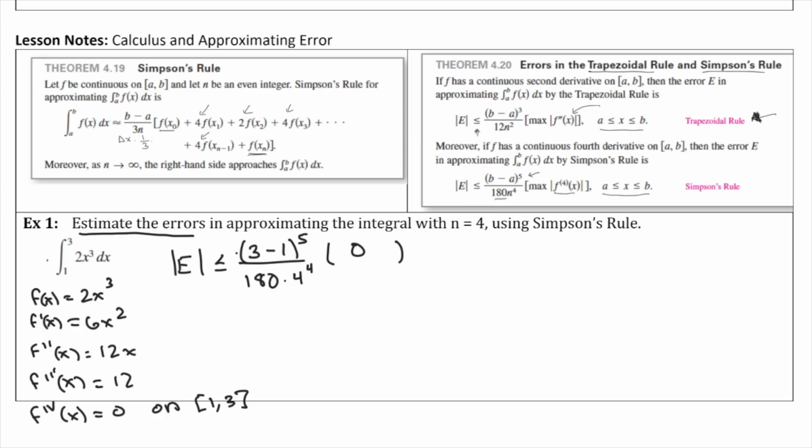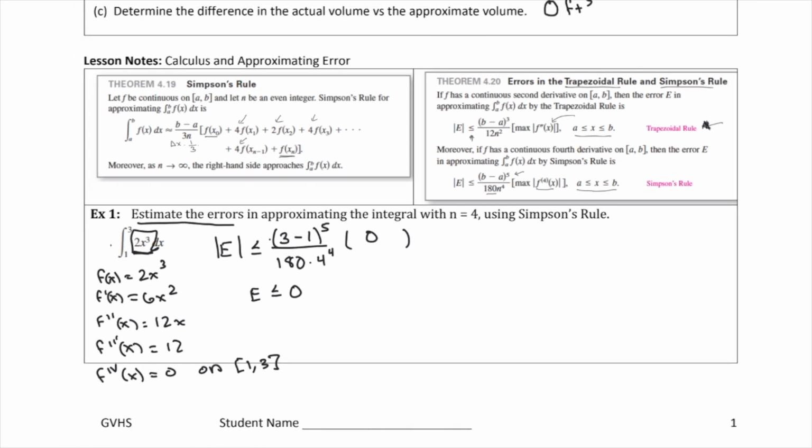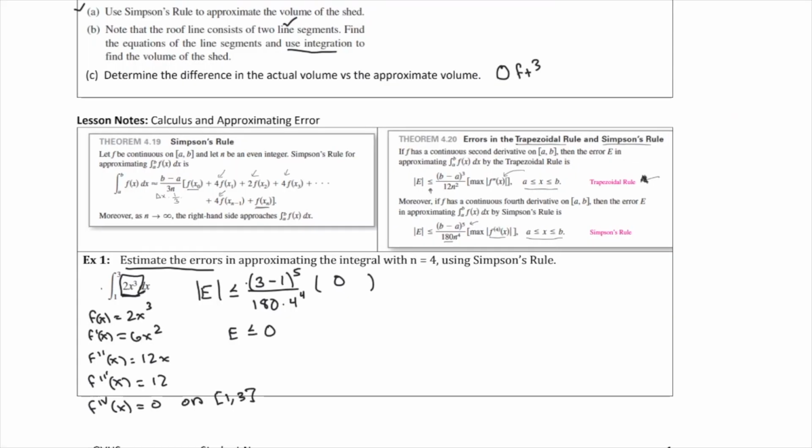So we take this, we multiply it by 0. That tells us that the error is going to be less than or equal to 0. So if I use Simpson's method for 2x to the third power, then my error will be less than or equal to 0. There will be no error at all. Think about why for a minute. Think about how parabolic curves could be used to hug a third-degree polynomial.